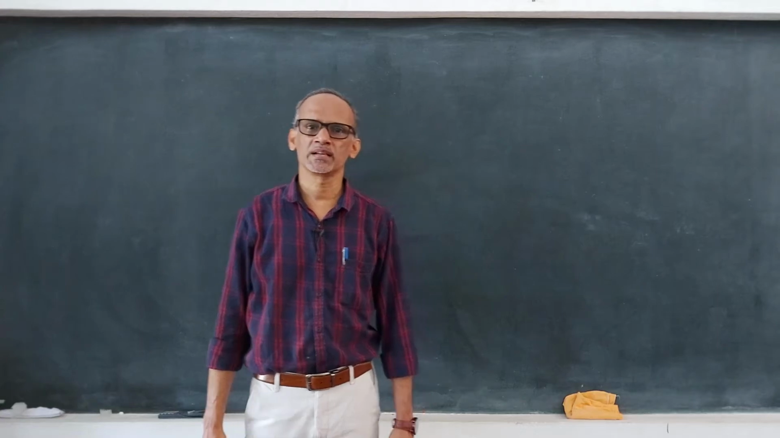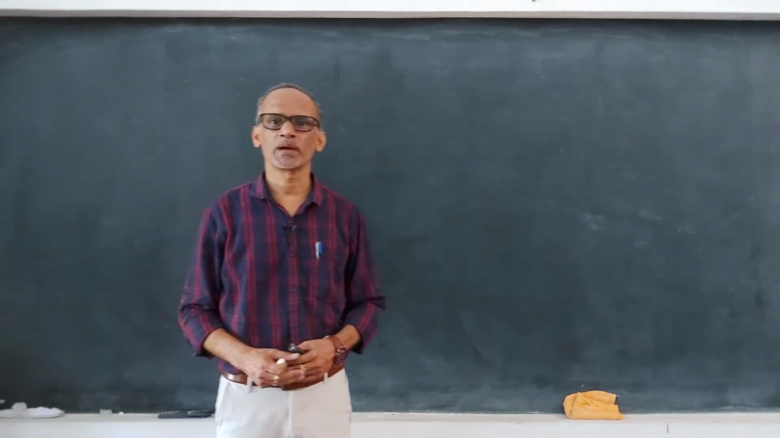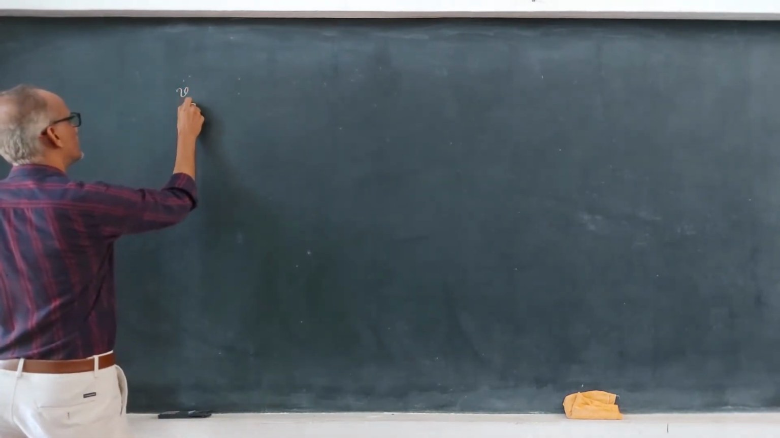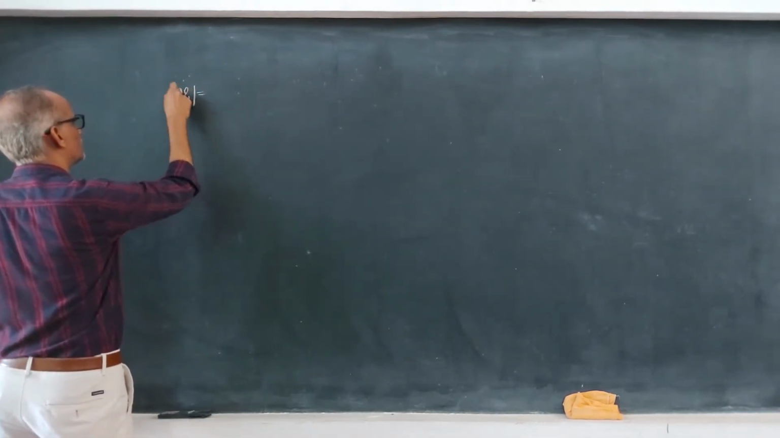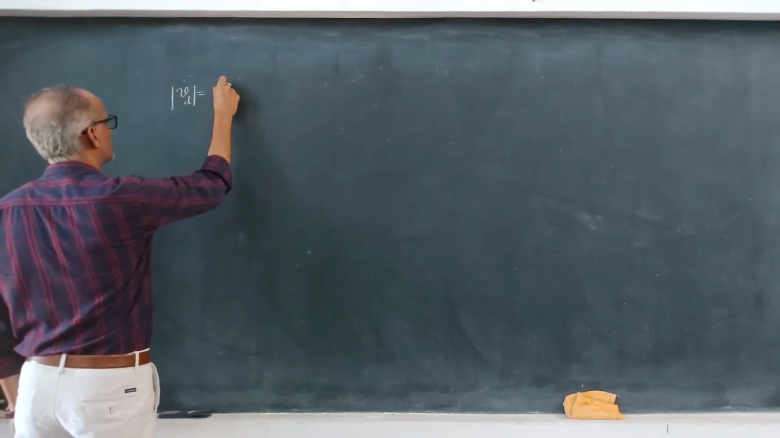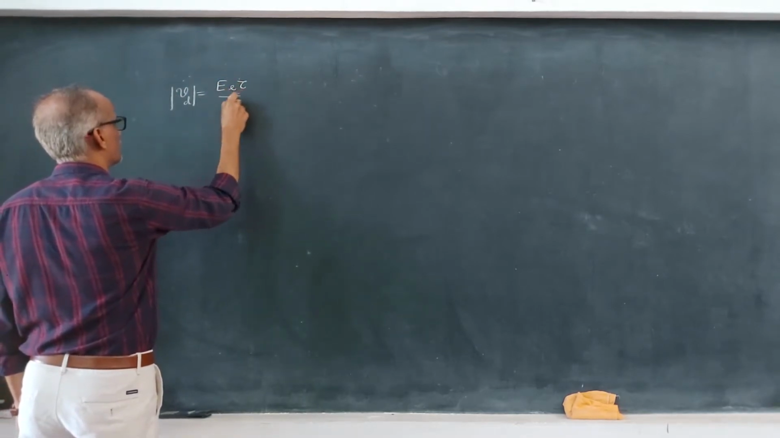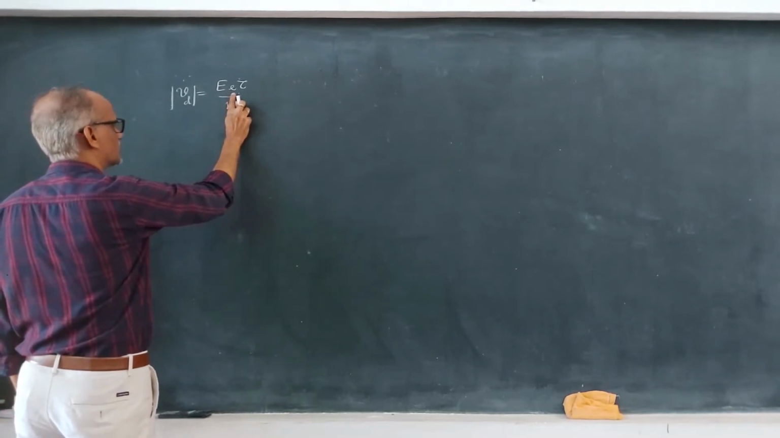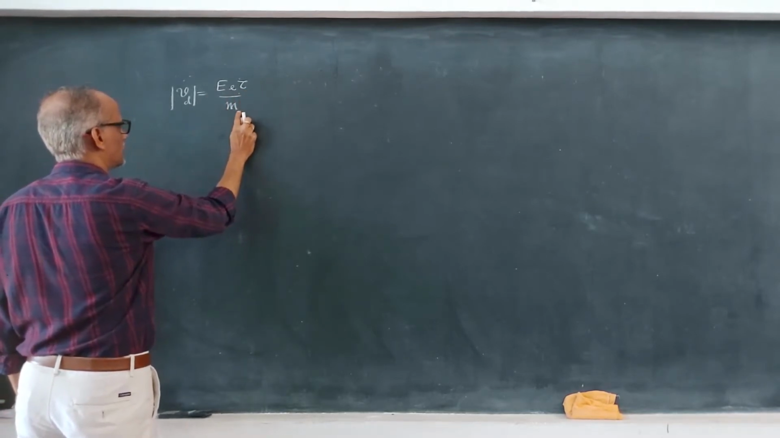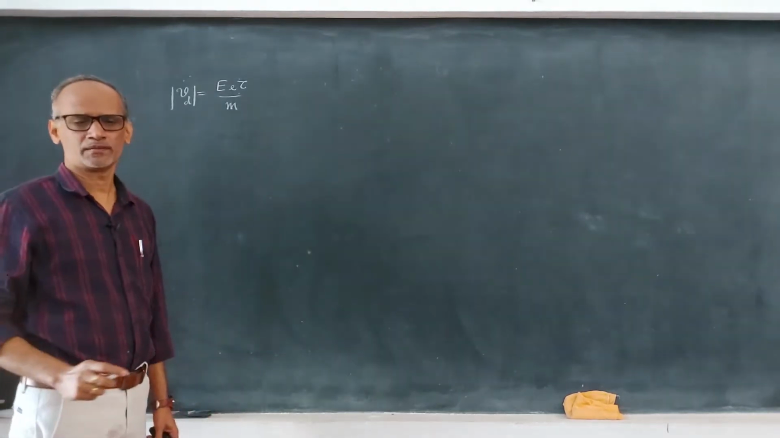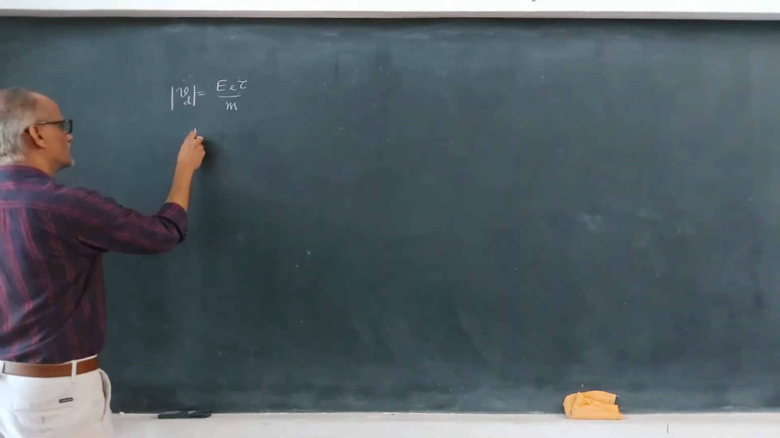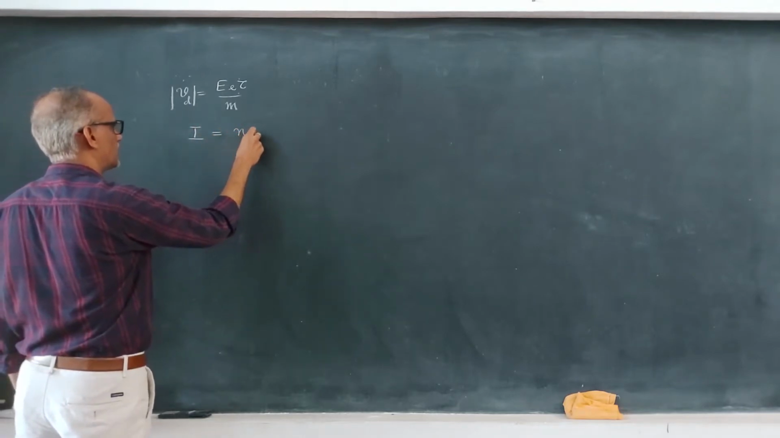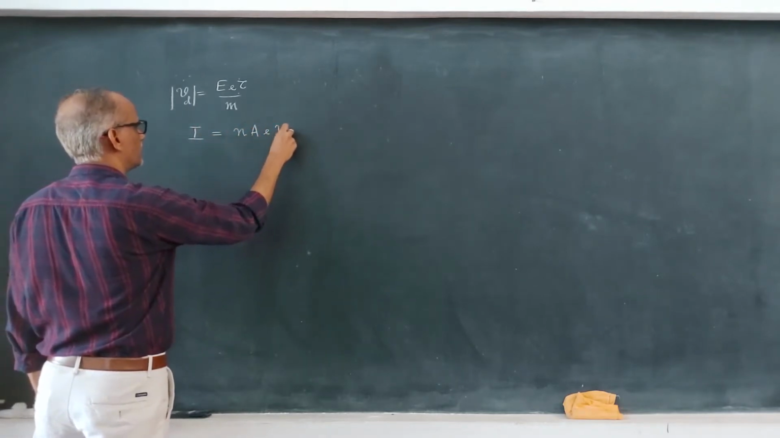Dear students, in the last class I derived two important equations. One equation is for drift velocity, the magnitude of which is Vd = eEτ/m, where E is the electric field, e is the charge of an electron, τ is the relaxation time, and m is the mass of the electron. We also derived an expression for current in a conductor, which is I = nAeVd.